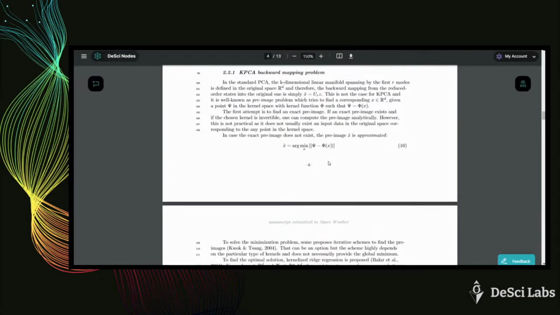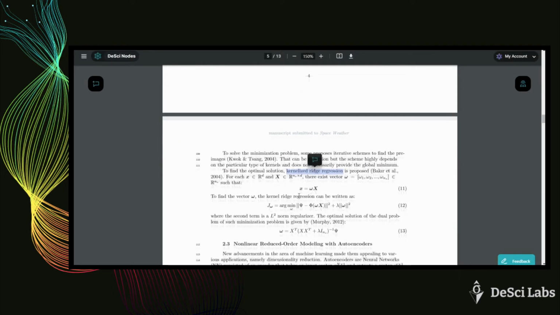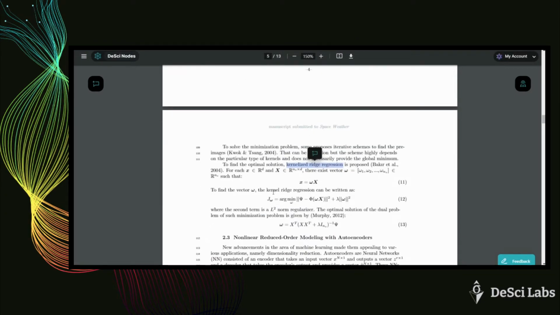And the good point here is that we can take advantage of a method in machine learning called kernel ridge regression. So it's the same idea. It's a kernelized ridge regression, which is very famous in the machine learning domain. So the idea is that we can change this minimization problem to this one. And the only thing that I added is firstly the second term, which is just a regularizer. Okay, I needed to explain this before.